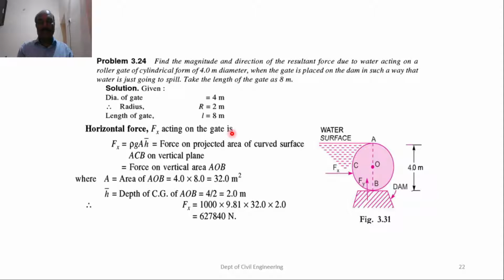Fx acting on the gate is the horizontal force. Fx is rho g h bar times the projected area of the curved surface, that is the force on the vertical area AOB. The area is 4 into 8, 32 square meter. The h bar is the CG of AOB, which is 2 meter. So Fx is 627840 Newton.